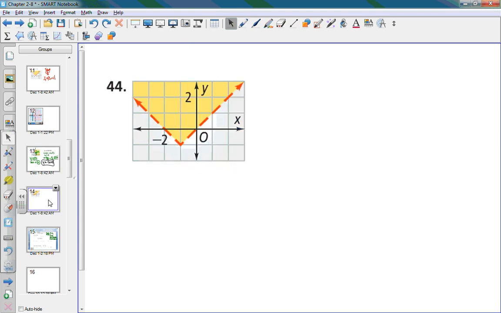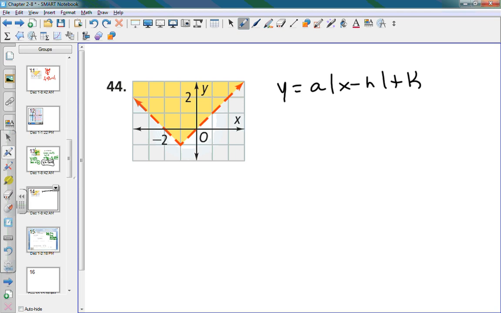Okay, now what am I giving you? What are the graphs that look like these? What do they have in them? Absolute values. Now the equation of an absolute value is going to be y is equal to a times the absolute value of x minus h plus k. Agreed?